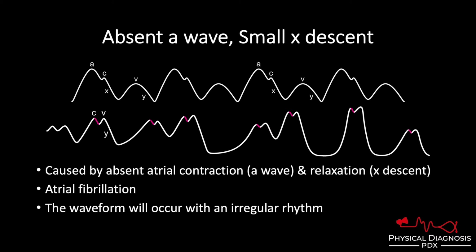And so we have to go back to what cardiac events cause the A wave, what event causes the X descent. For the A wave, it's right atrial contraction. The X descent is caused, at least in part, by atrial relaxation. So what condition is there an absence of coordinated atrial contraction and atrial relaxation? Well, that's atrial fibrillation. So this is a classic waveform of AFib, and it will also be irregular. That's another clue. And what you'll see at the bedside here is you'll simply see a Y descent. You don't really see the C, the X, the V, you just see a descent.